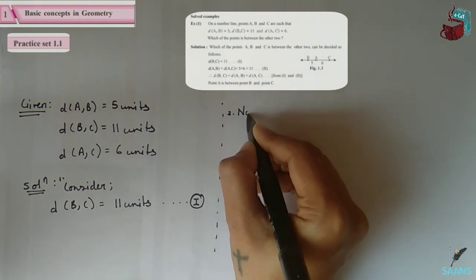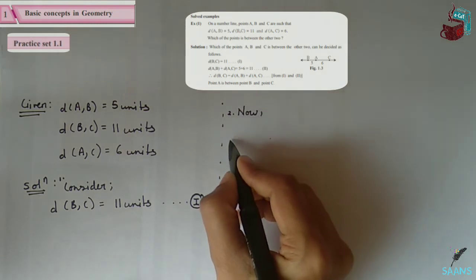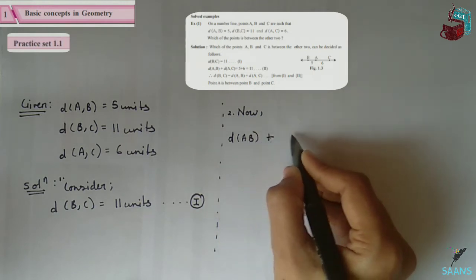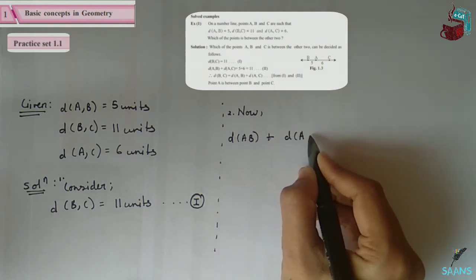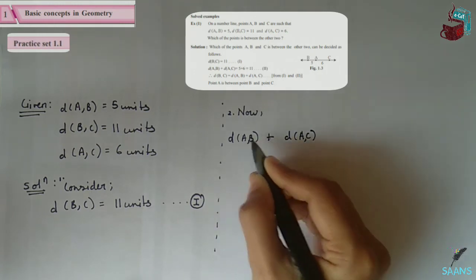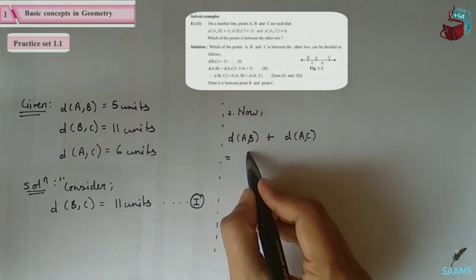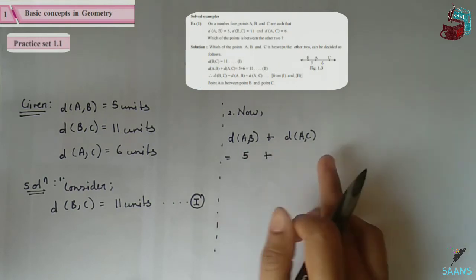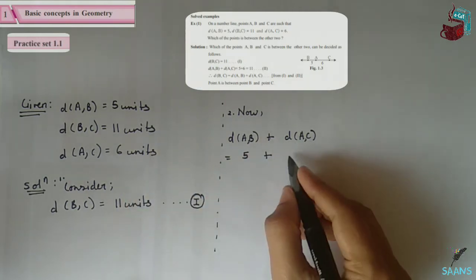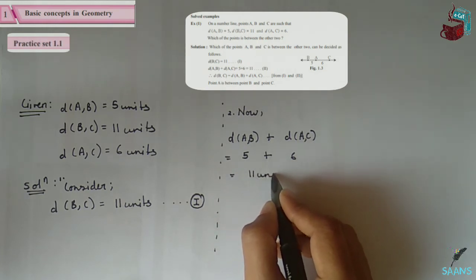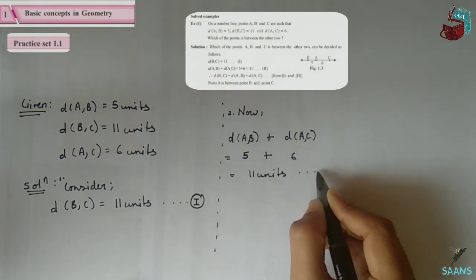Now distance AB plus distance AC is equal to, distance AB is given as 5, substitute the value, plus distance AC is given as 6, substitute the value. 5 and 6 is nothing but 11 units. That is your equation 2.